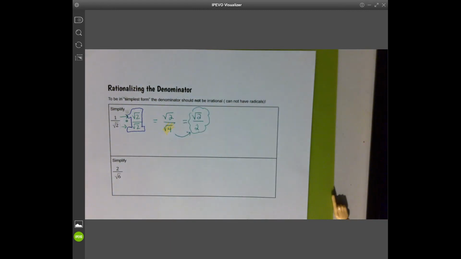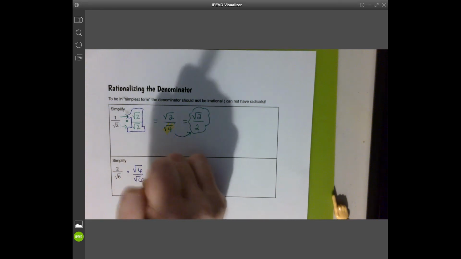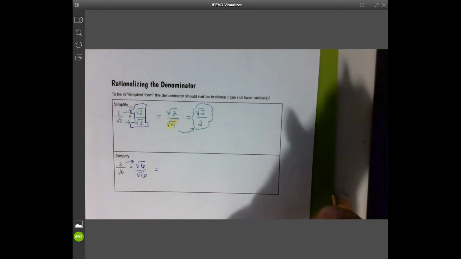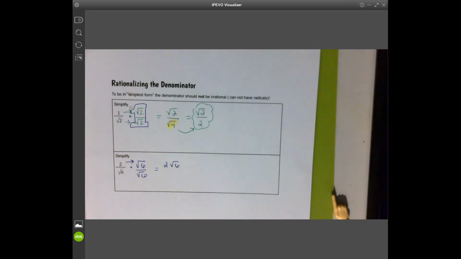All right, so I'd like you to try the next one. We have 2 divided by square root of 6. What am I going to multiply the top and the bottom by in this problem? All right, so we're going to multiply by square root of 6 over square root of 6. All right, when we multiply straight across, what do we get? All right, we get 2 square root of 6. They are not like terms, so we're not going to get square root of 12. They are separate. So we just put them next to each other. 2 times square root of 6.